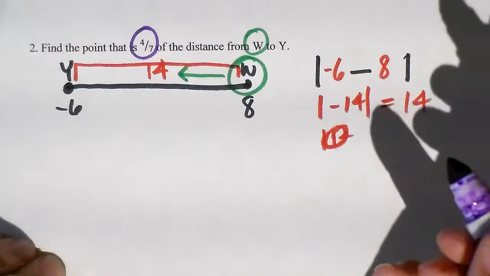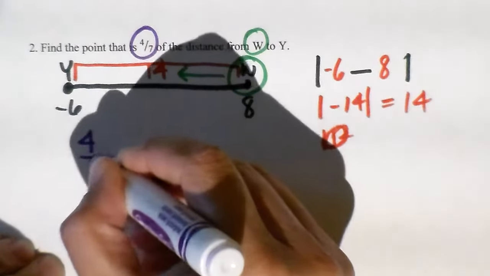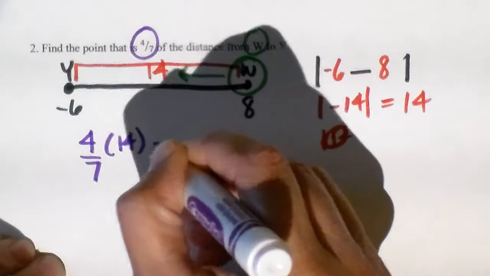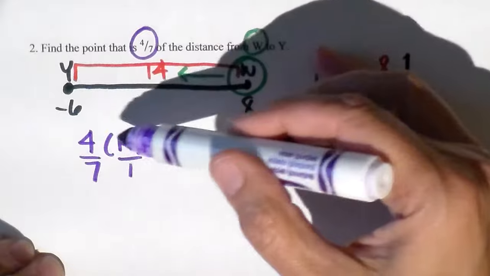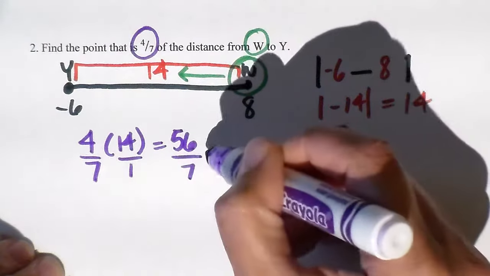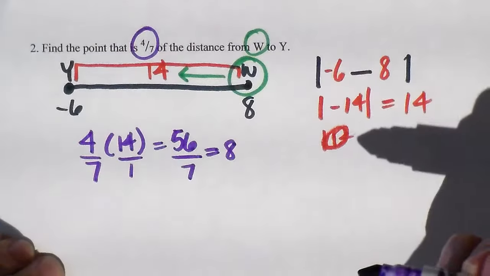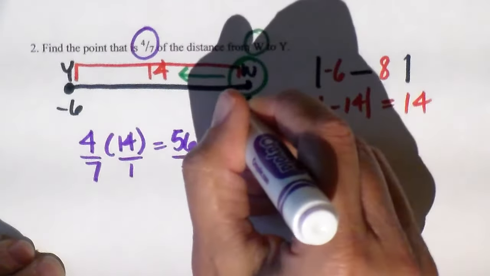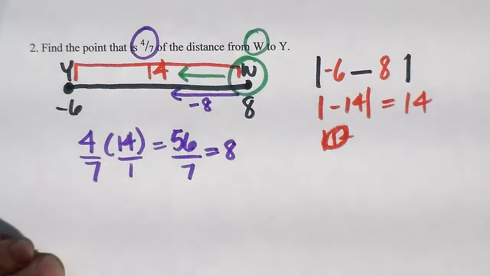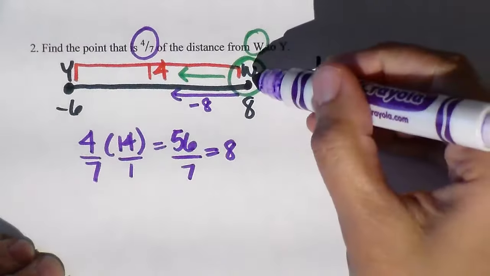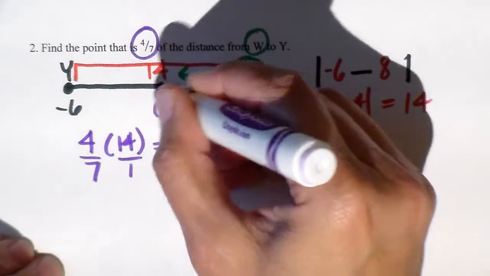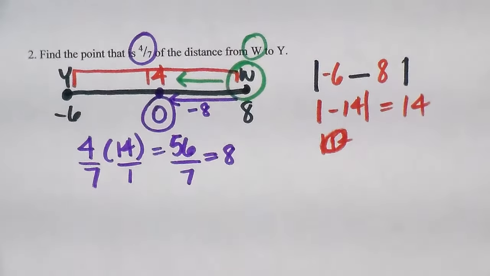I want to go 4/7, and what was my distance? 14. 4/7 of 14, so 4 times 14 is 56, divided by 7 is actually 8. So I want to go 8 units this way, which means subtracting 8. If W's at 8 and I go 8 units that way, where am I going to end up? At 0. I'm going to end up at 0.